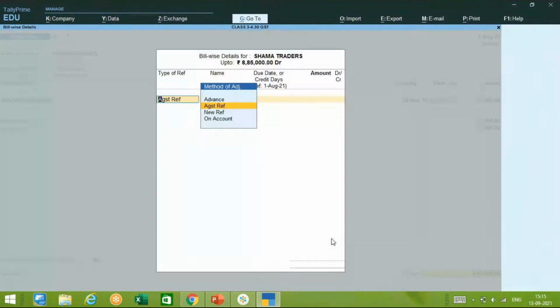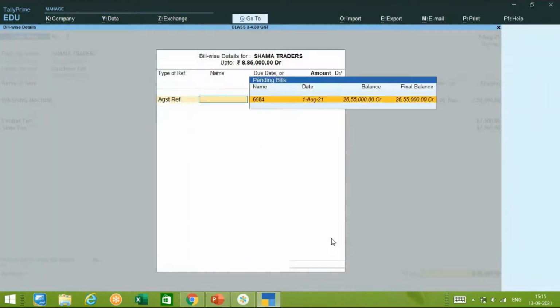Okay, against this particular, see, this is very important. Only when you have this put, only then it will be tracked, or else it won't be tracked. Is that clear? So putting against reference here is very important when you have put new reference when you're creating the purchase voucher.